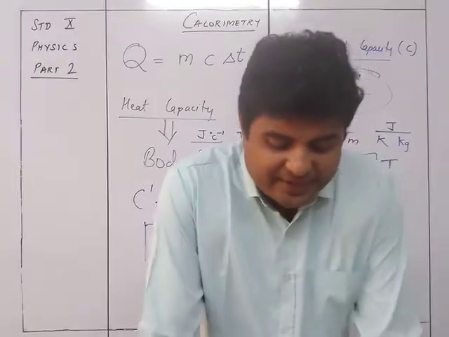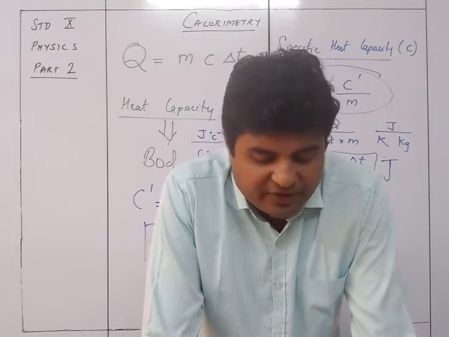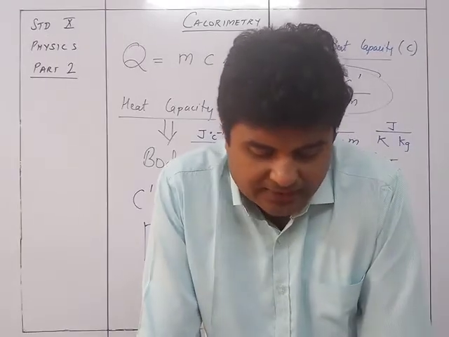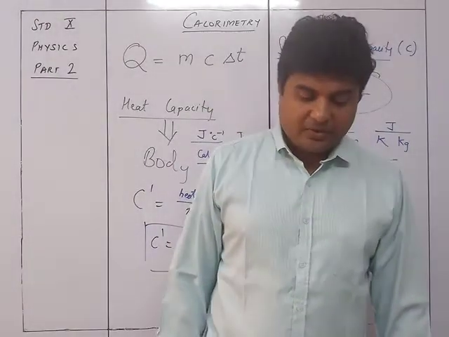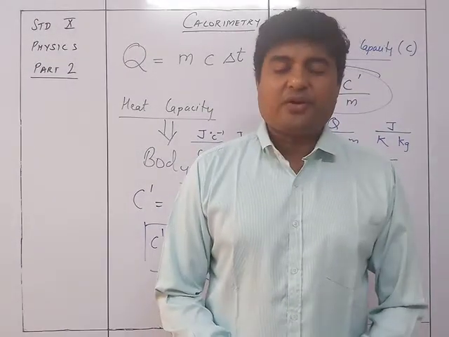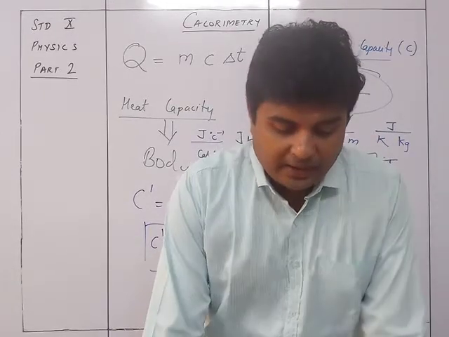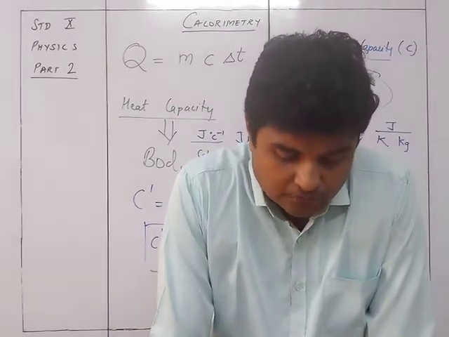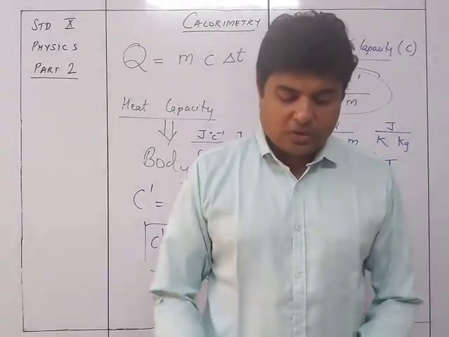The specific capacity of a substance is its characteristic property. It is different for different substances. Usually a good conductor has a low specific capacity while a bad conductor has a high specific capacity. For example, the specific capacity of copper is 0.4 joule per gram per Kelvin and of water is 4.2 joule per gram per Kelvin. Copper is a good conductor of heat, but water is a bad or poor conductor of heat.